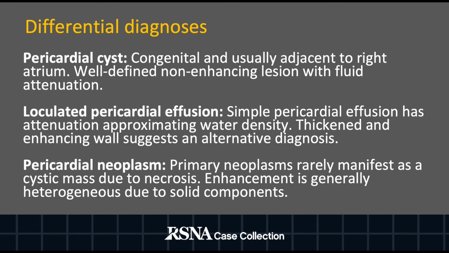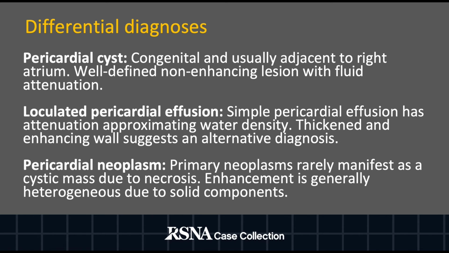So our first differential diagnosis was of a pericardial cyst, which is also commonly found in this location, that is in the right cardiophrenic space. Pericardial cysts are congenital and usually adjacent to the right atrium, well defined, and non-enhancing lesions, but they have fluid attenuation. In our case, the attenuation was slightly more than that of fluid, around 30 HU.